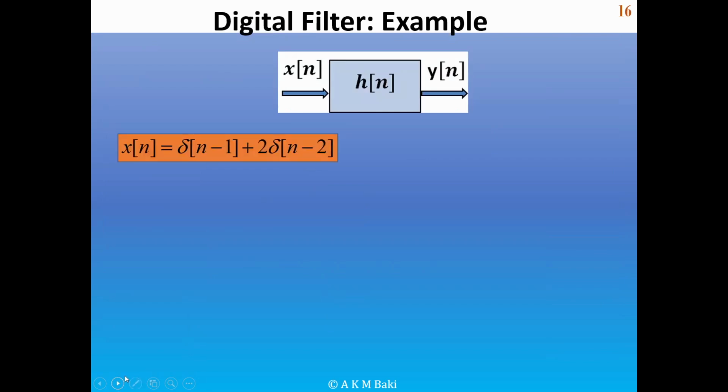Now let us see one example of filters. Filter input is given. You can see the input is related to the delta function, actually the delta function and shifted versions of the delta function. So the first sample, since it is a discrete sample, is given in terms of delta of n minus 1, and the second part is 2 times delta of n minus 2. So it is actually the first delayed sample, and the second delayed sample.